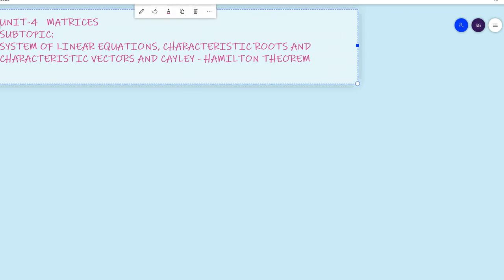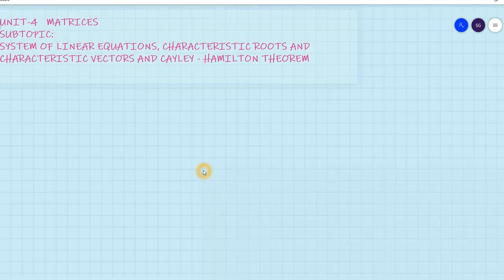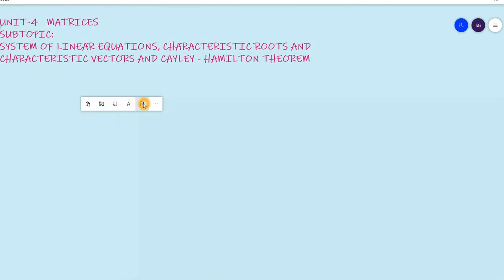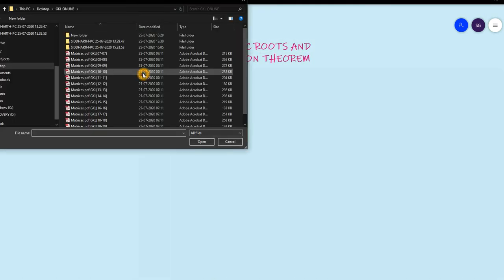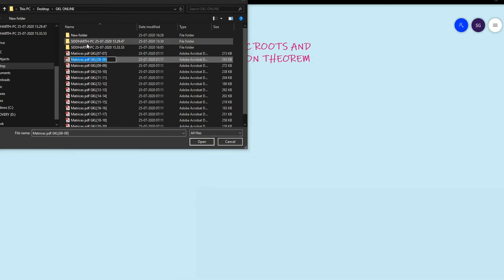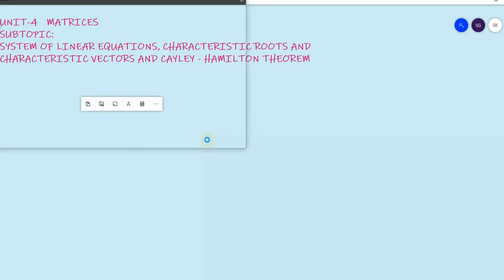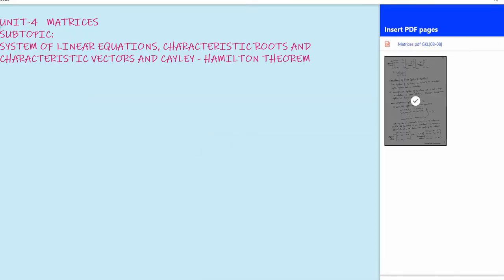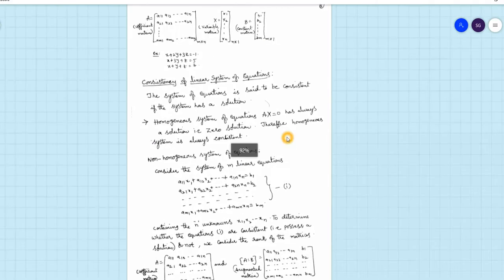Now go to the next page. So this is the non-homogeneous system of equations. I've given you some examples here of how we can represent a non-homogeneous and a homogeneous system of equations.